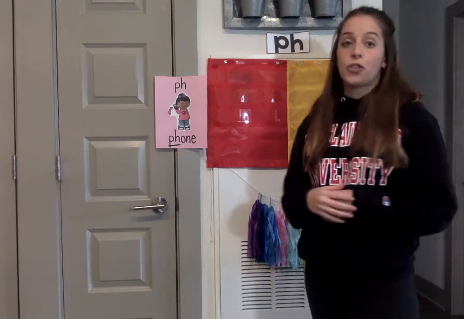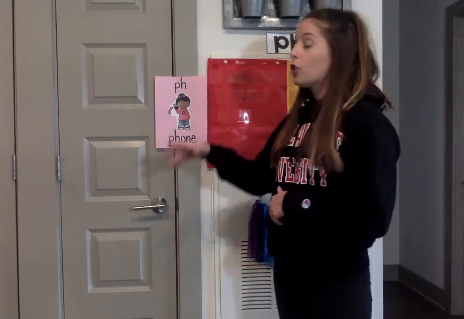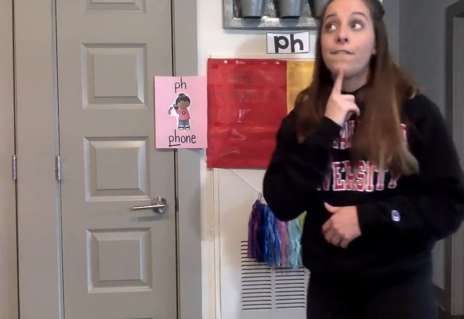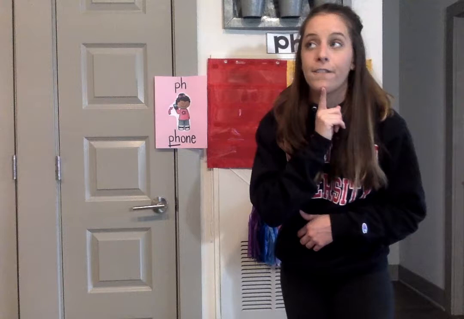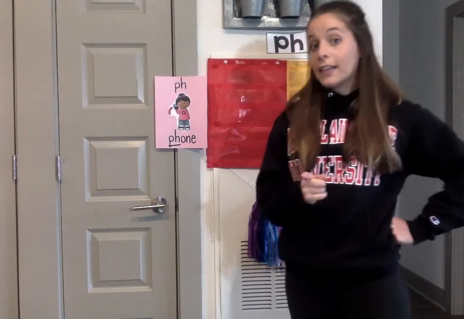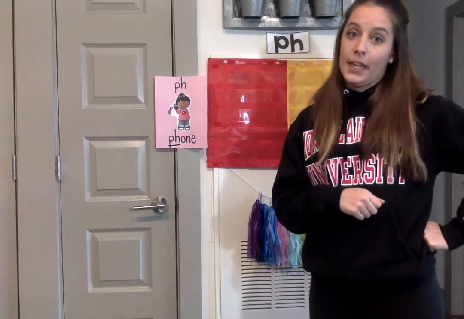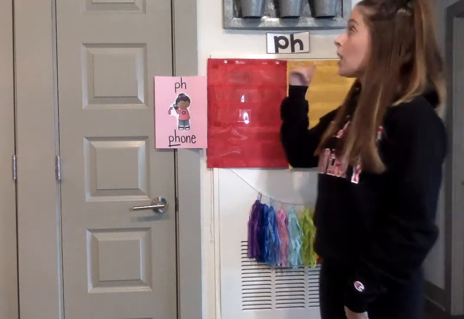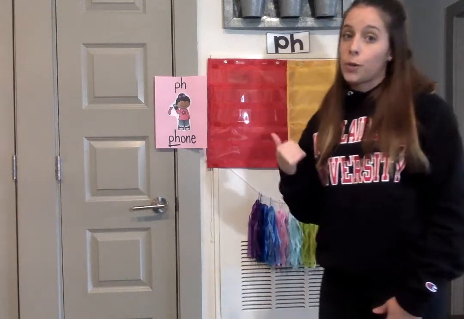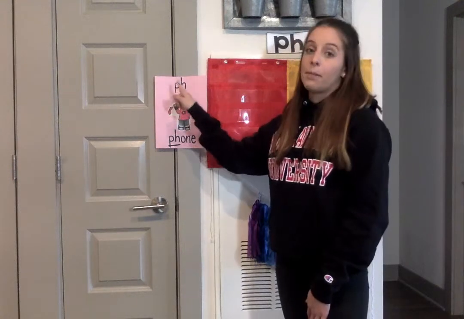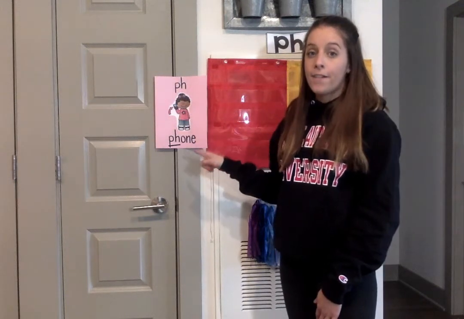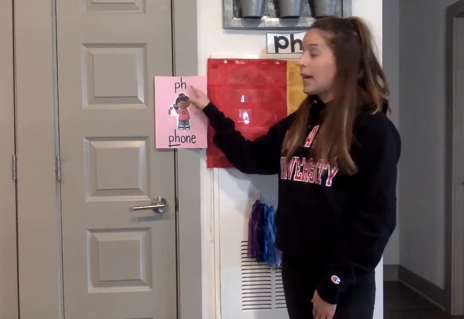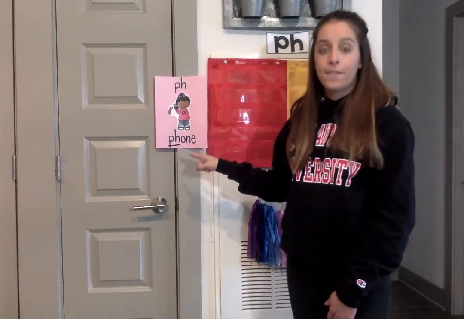Let's take a look at our poster to see an example. We have a little girl on her cell phone. Now, phone, if you listen to that word, it sounds like there should be an F in the beginning of the word. However, it is our digraph PH. So let's look at our poster, and I want you to repeat after me. We say PH, phone. Repeat, PH, phone.